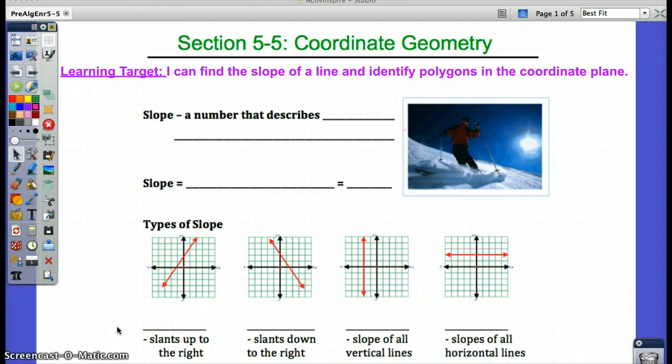So what do you think of when you hear the word slope? I think of like the ski slopes or snowboarding. Going to Seven Springs or Hidden Valley or somewhere and skiing. A slope down the slope would be down the side of the mountain. It would be steep. It would be slanted. That's what we're talking about here. Slope is a number that describes how steep a line is.